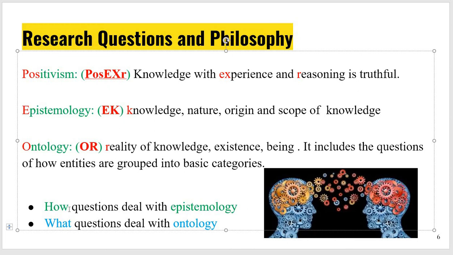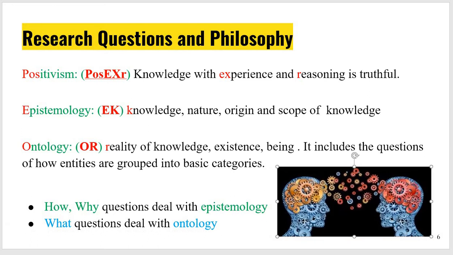Another is how and why. How and why questions are referring to epistemology, and those questions which start with what, they are referring to ontology. So in a nutshell, your research questions should have variables. They should start with WH, especially how, why, and what. In this way, they will cover these philosophical domains.